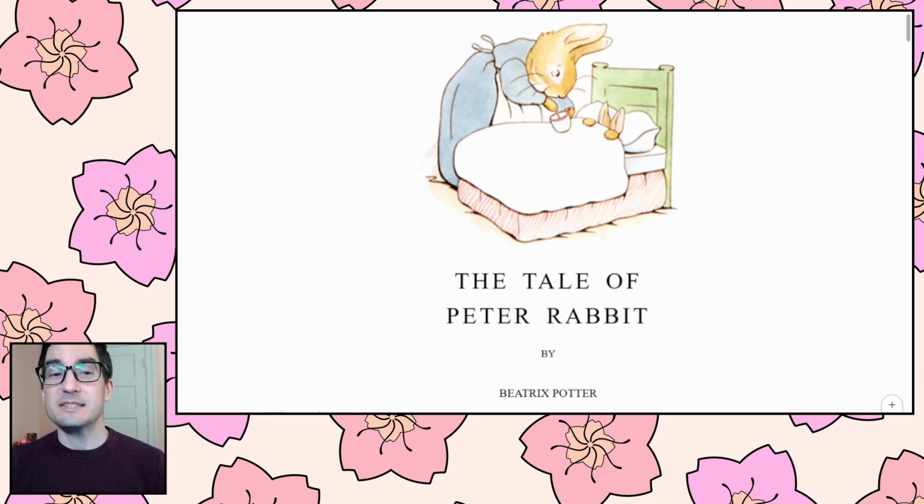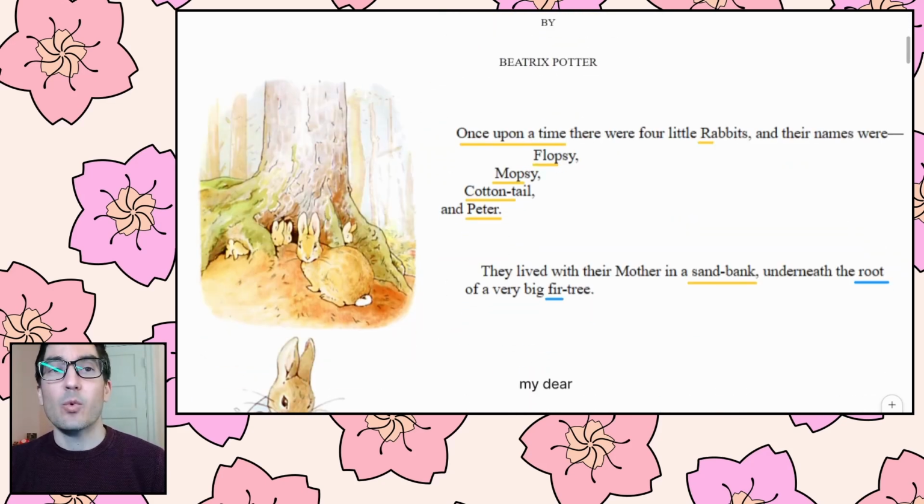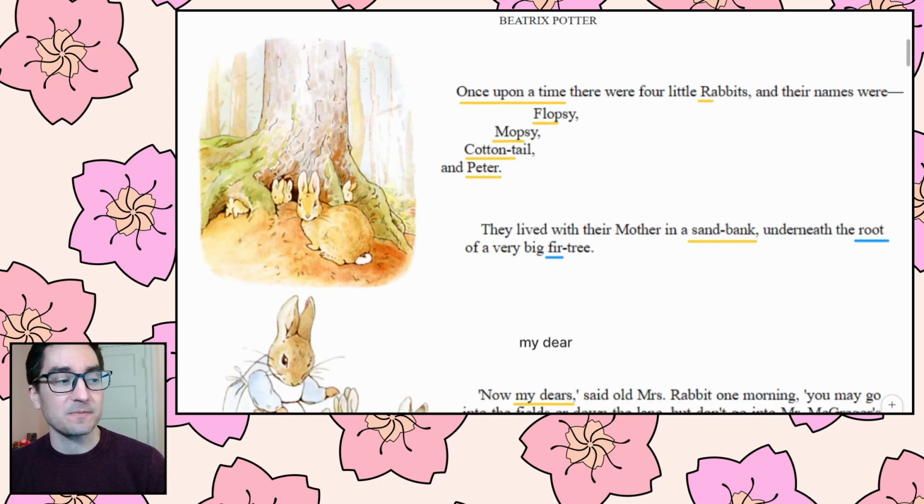So, The Tale of Peter Rabbit by Beatrix Potter. Once upon a time, there were 4 little rabbits, and their names were Flopsy, Mopsy, Cottontail, and Peter. They lived with their mother in a sandbank, underneath the root of a very big fir tree.